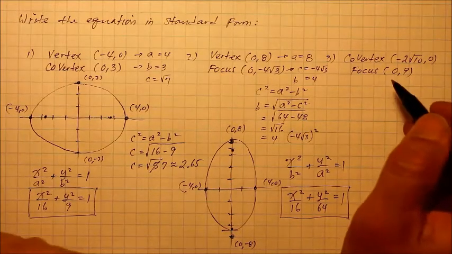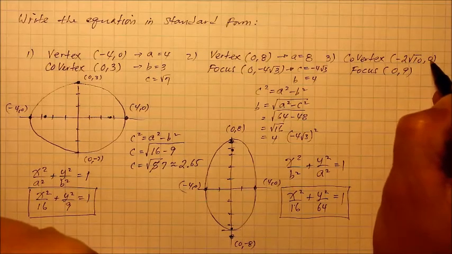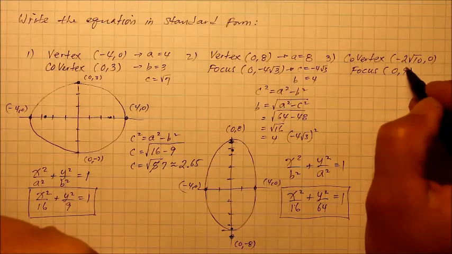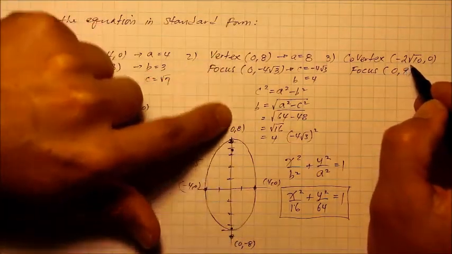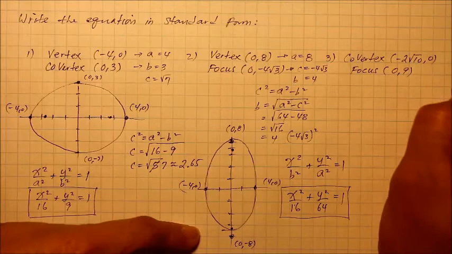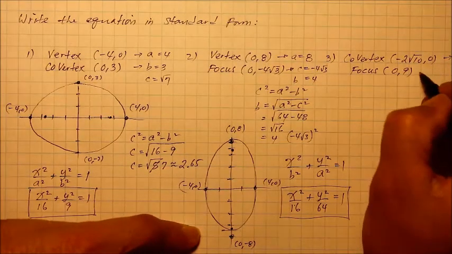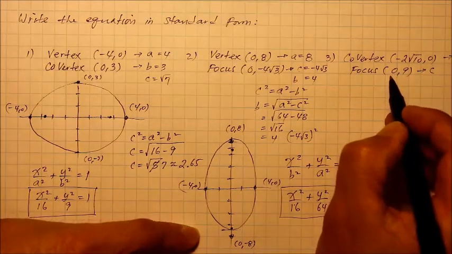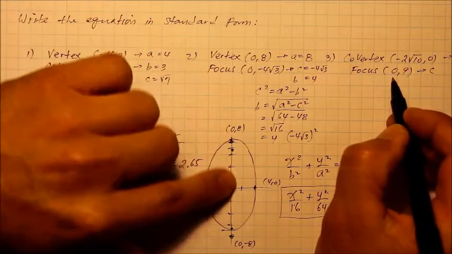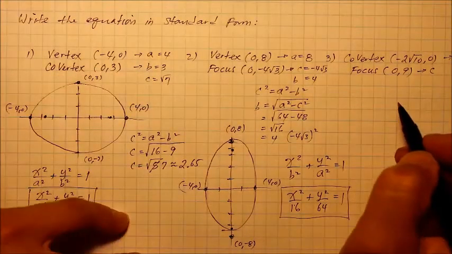Alright. Now this time the co-vertex is given again on the x-axis. You see that? X, y. Since it's given on the x-axis, again we're going to have another vertical major axis. The co-vertex is given as b. The focus is the c. So it matches the vertex. It's a vertical major axis, so the focus is along that axis as well.